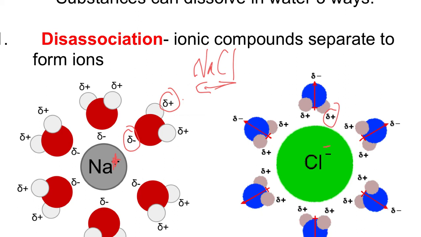So when you put salt in water, this is how the water molecules line up around it. It's kind of cool. This is called dissociation. To dissociate means to not associate with something, not to be involved or around it. So this is what happens.